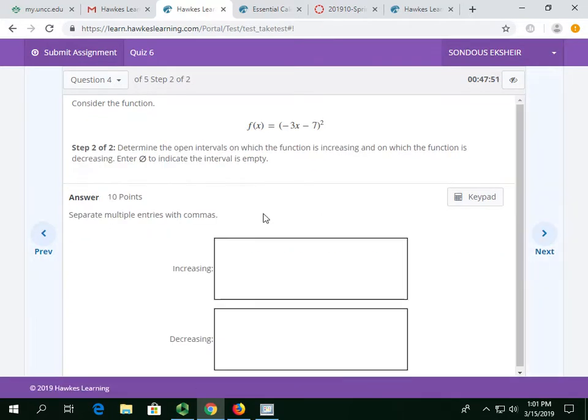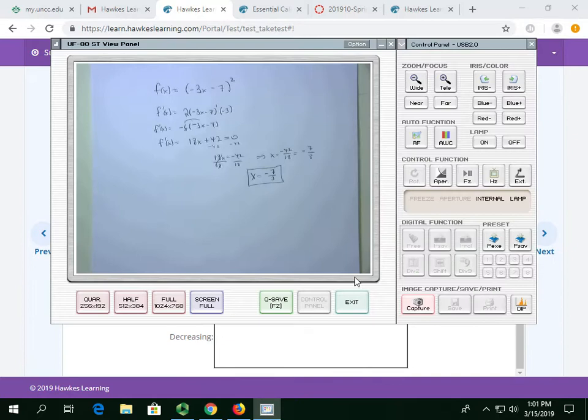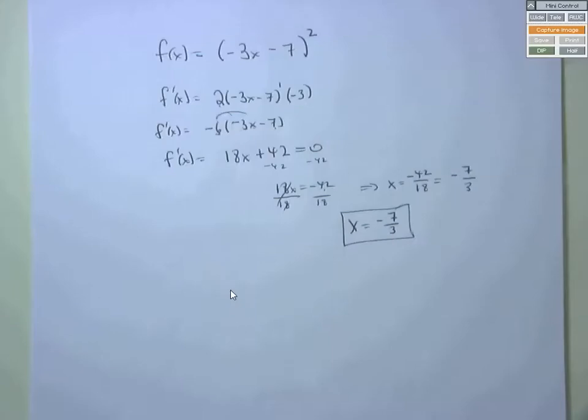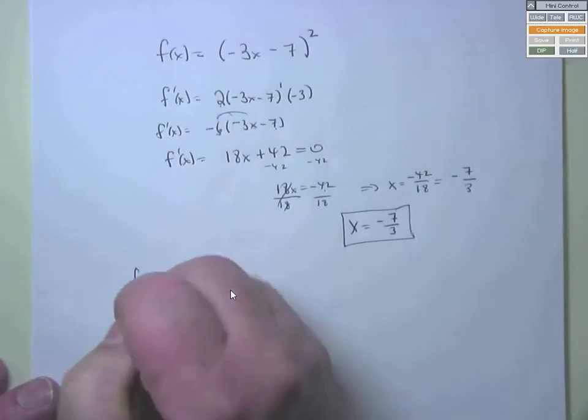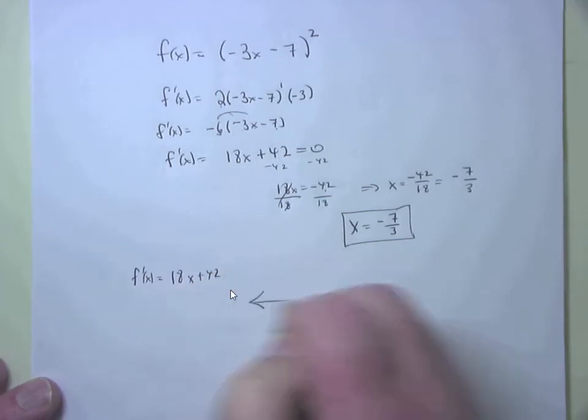So the next part is, once again, we're supposed to find intervals of increase and decrease. So let me get back over here and blow it up so you guys can see it. So here it is, intervals of increase and decrease. My first derivative was this 18x plus 42. I'm going to draw a number line for him.